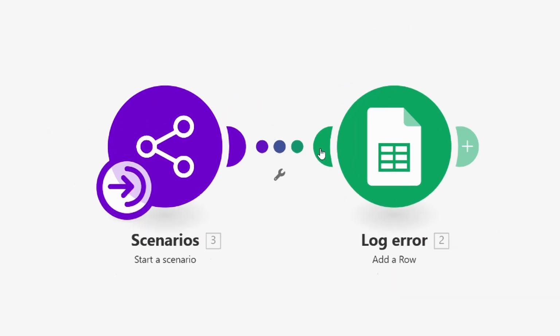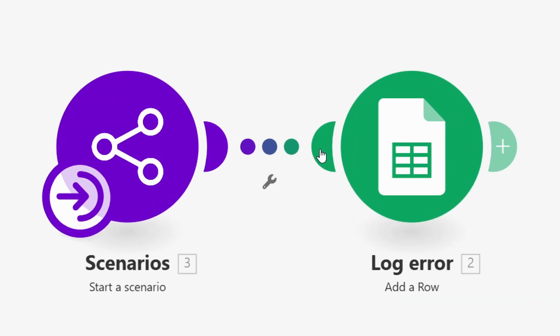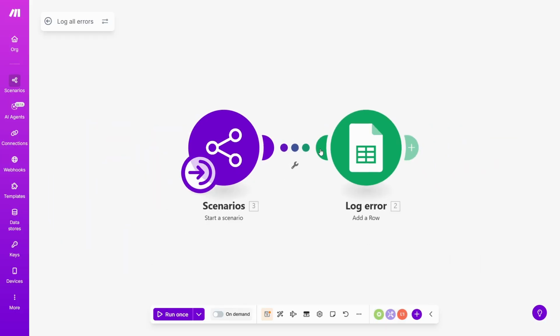A great best practice is to send all errors to a dedicated catch-all scenario that logs every failure across your workspace. That way, your main scenario keeps running while you stay informed.